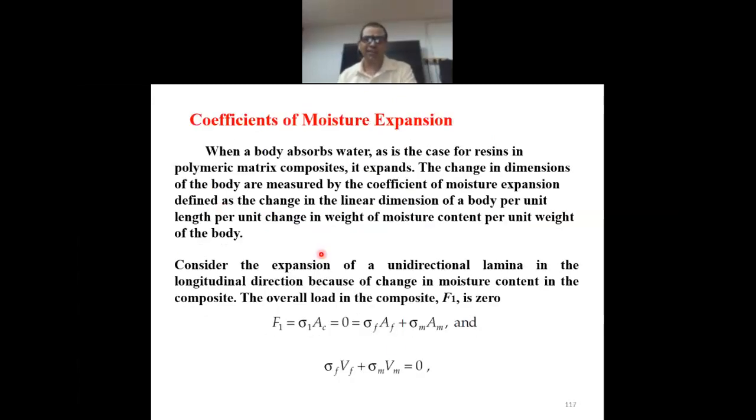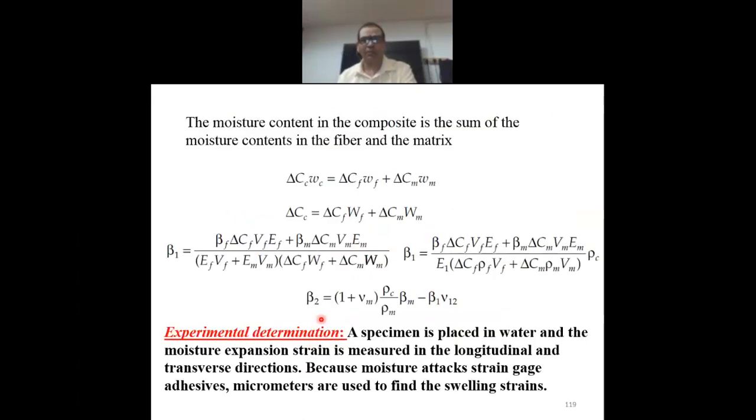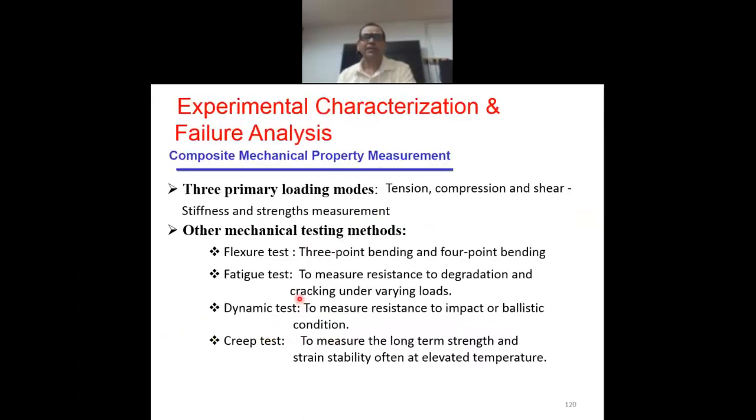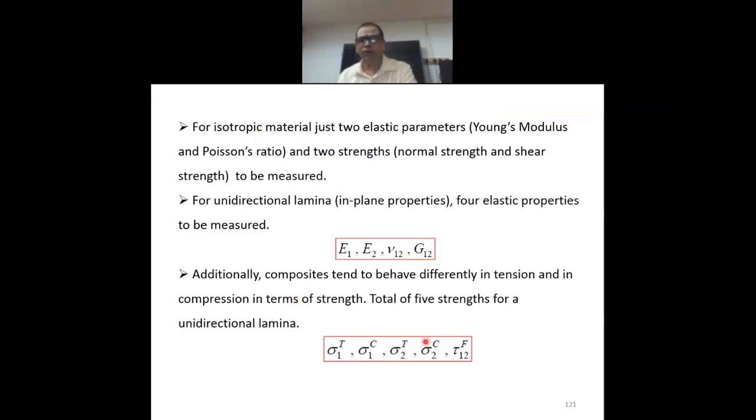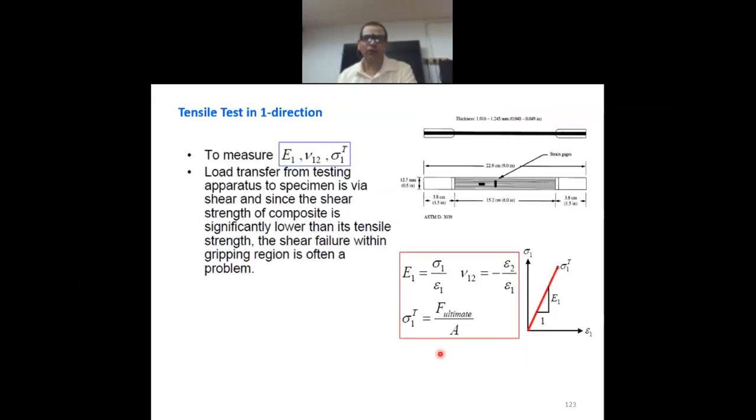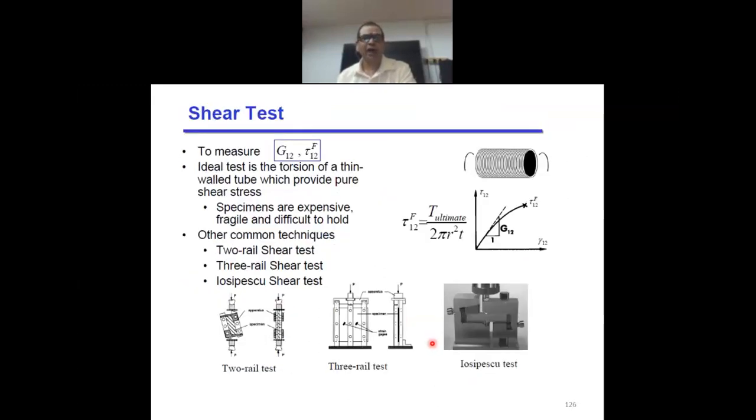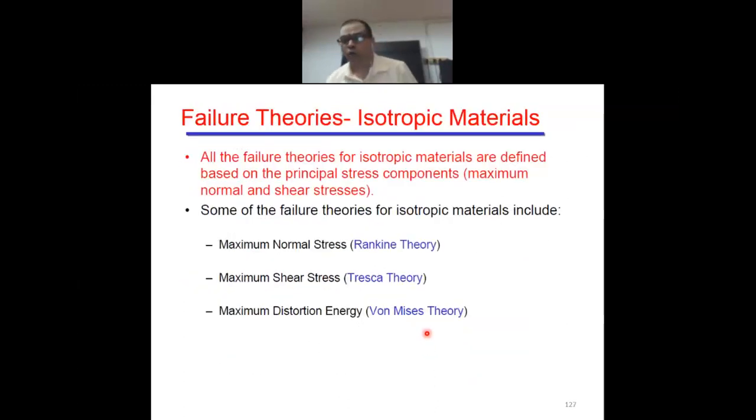Similarly, the question of moisture expansion, beta 1, beta 2, right? Now, okay, we have found these middle properties and this strength theoretically, right? Now, how to do the failure analysis? For example, for isotropic materials, we have so many failure theories: Rankine theory, Tresca theory, von Mises theory. We have come across such theories.